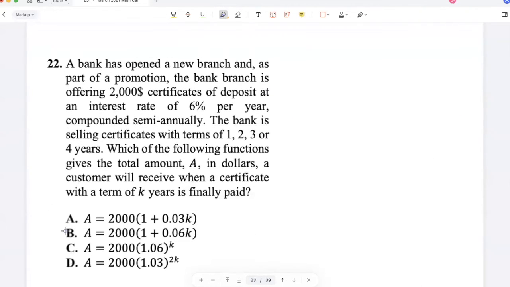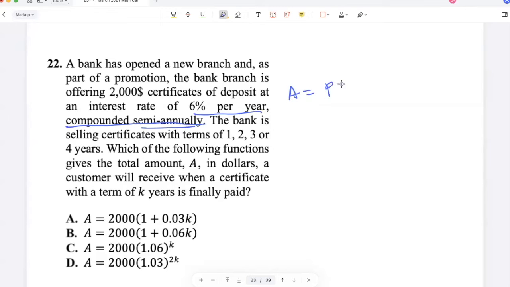A bank has opened a new branch, and as part of a promotion, the branch is offering $2,000 certificates of deposit at an interest rate of 6% per year, compounded semi-annually. Okay, the bank is selling certificates with terms of 1, 2, 3, or 4 years. Which of the following functions gives the total amount a customer will receive when a certificate with a term of K years is finally paid? Okay, so what is the basic formula here?